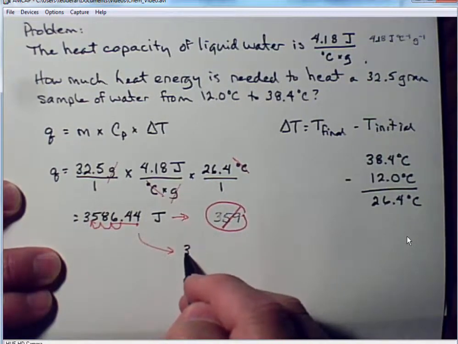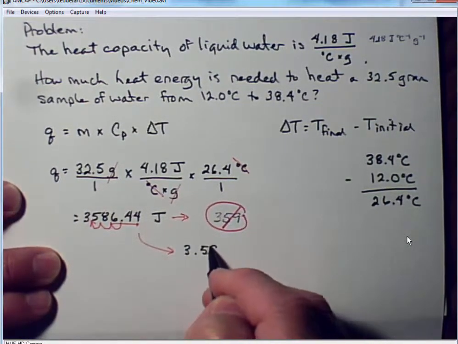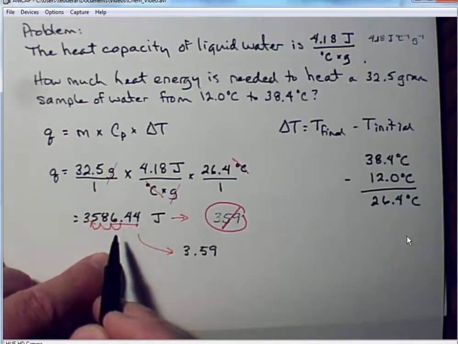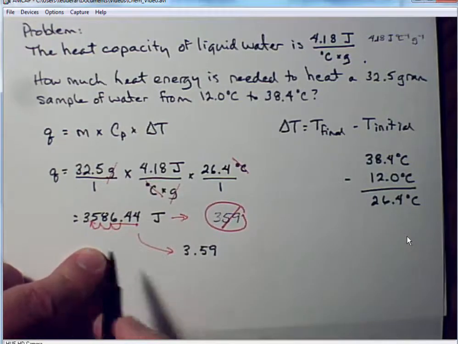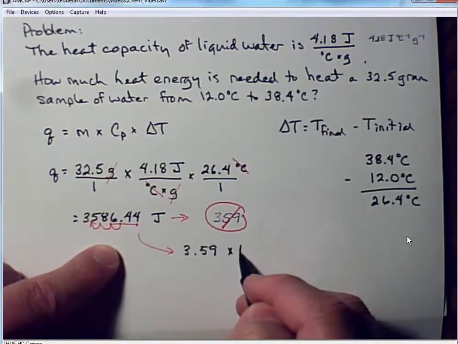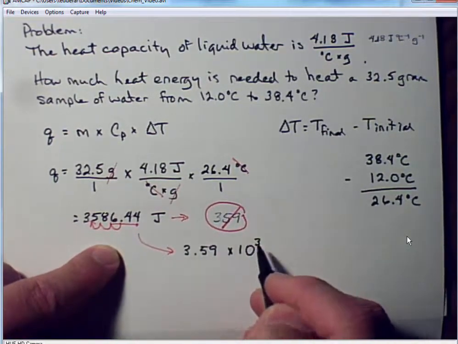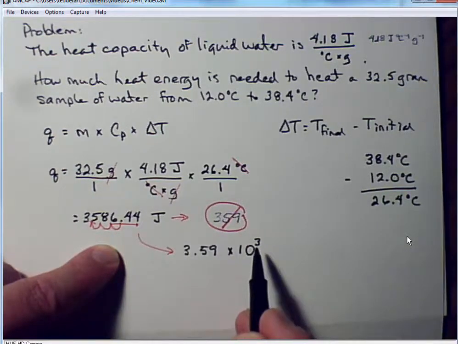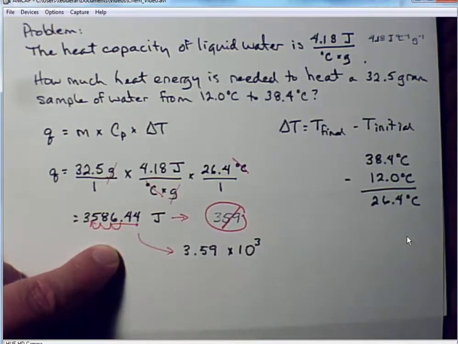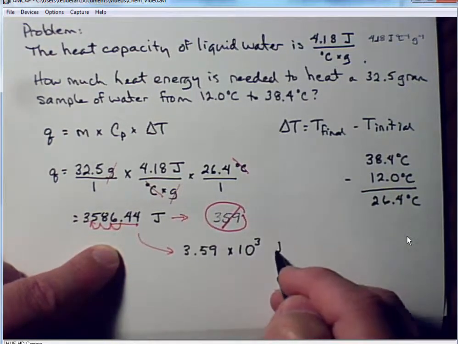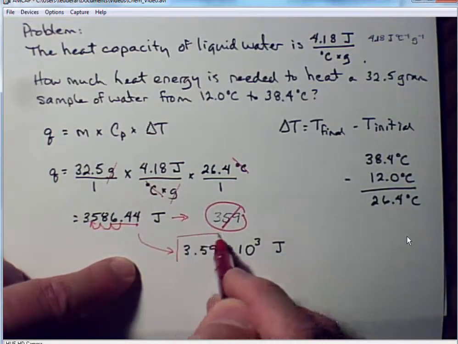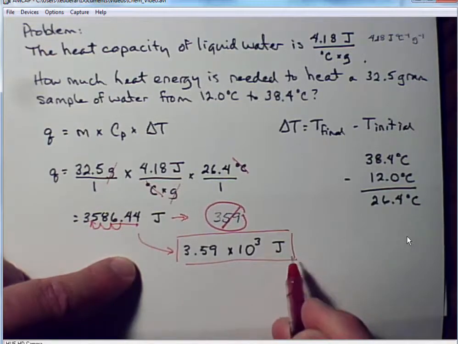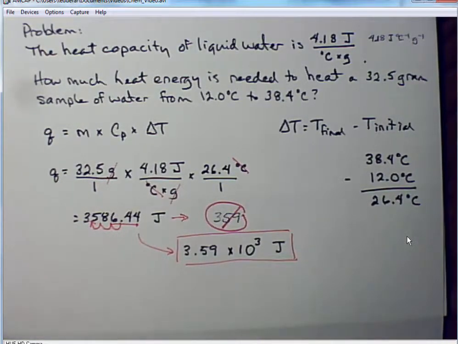And we're going to write 3.59. Since we moved the decimal place 3 places, that's an order of magnitude of 3. So we're going to say times 10 to the third. That's what the order of magnitude means right there. It's what that exponent is. And the units of measurement is joules. Does that make sense?